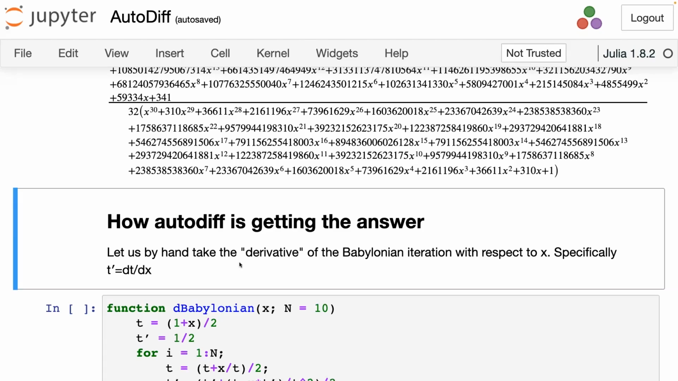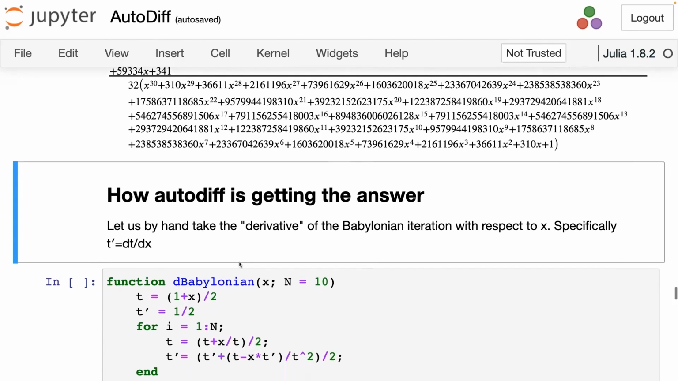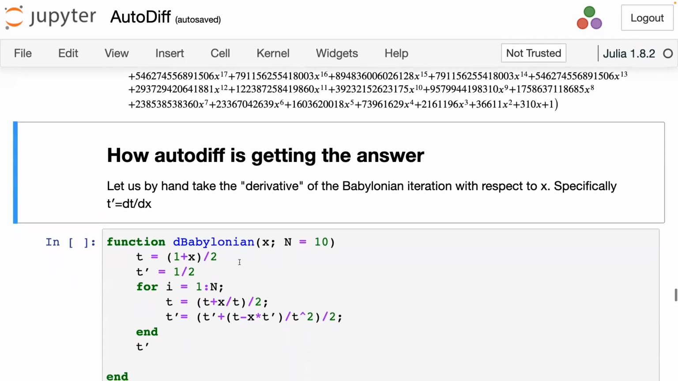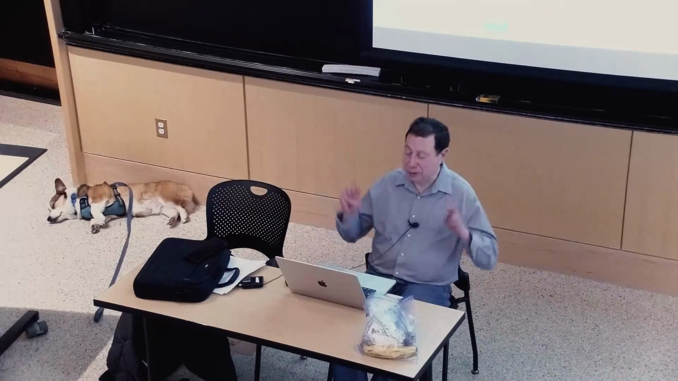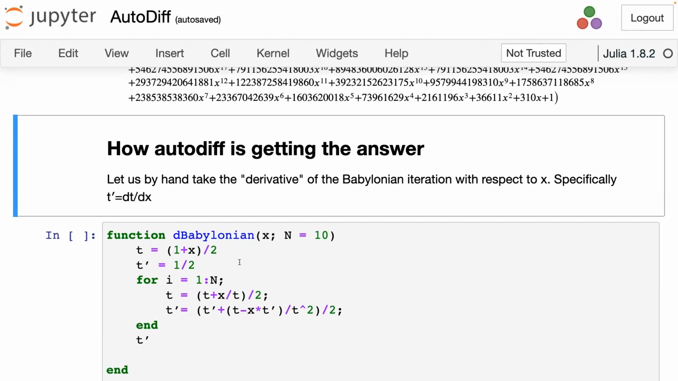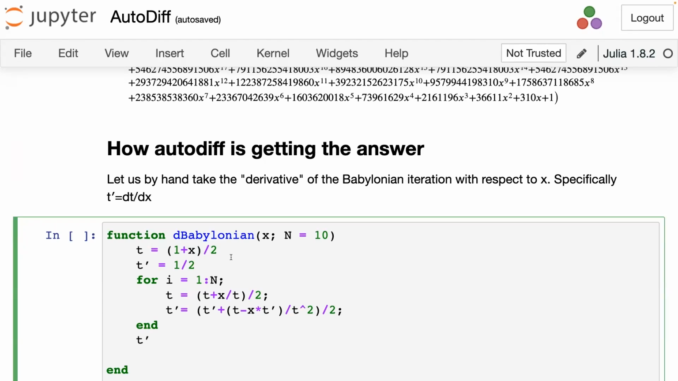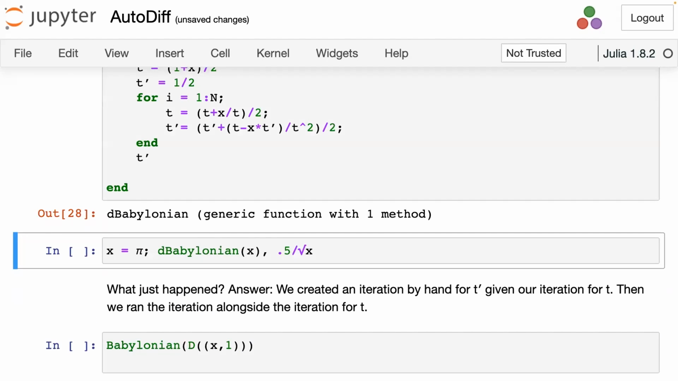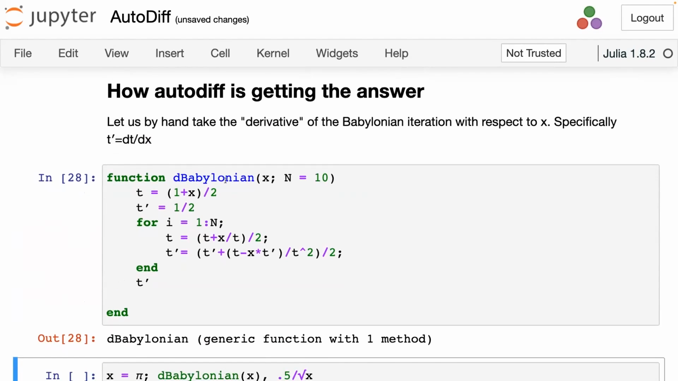So let me get a little closer. You must be wondering, I hope you're all sitting in your seats saying, how is this working? What's happening here? To get you a little bit closer, let me do what people used to do in the old days. People used to take derivatives of functions by hand, before this became automatic. And so I'm going to do that for you here. I'm going to create a D-Babylonian algorithm, the derivative of the Babylonian algorithm.